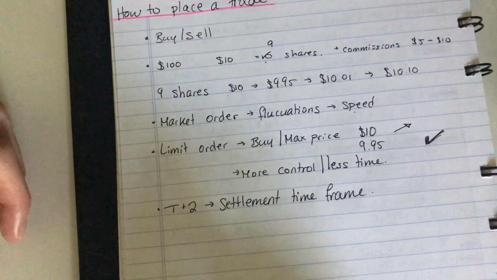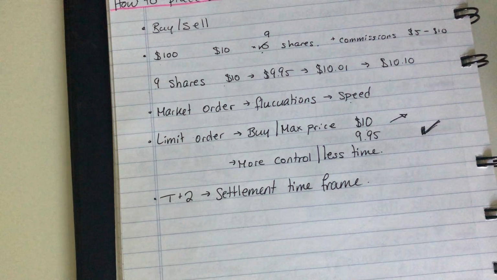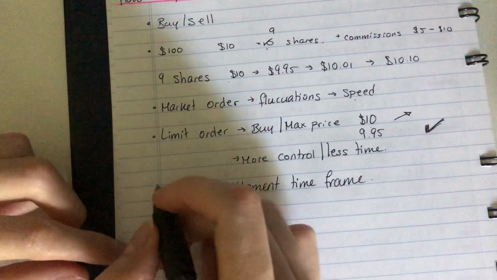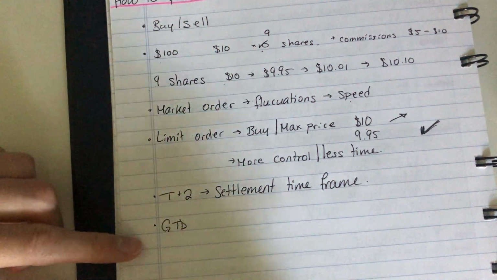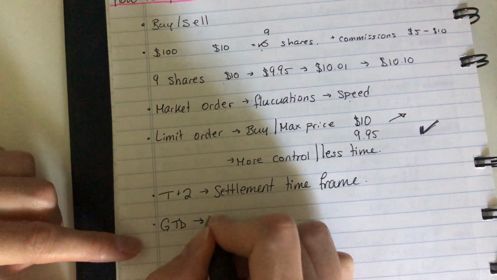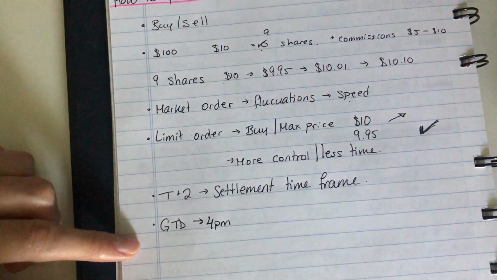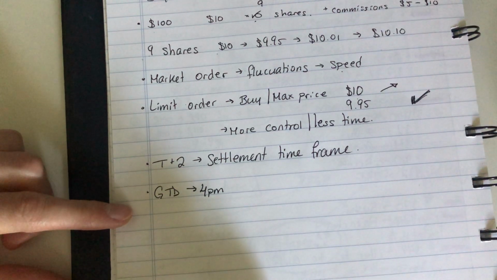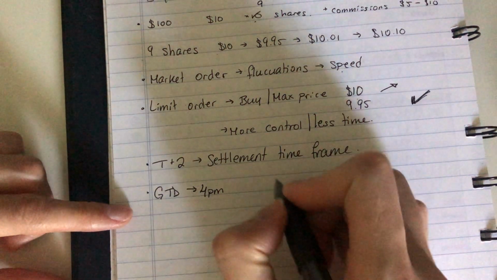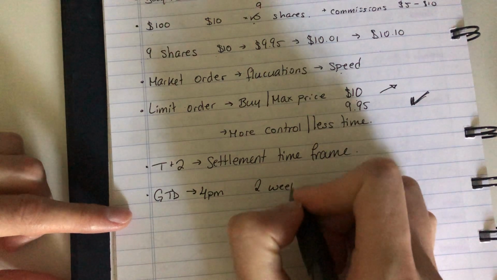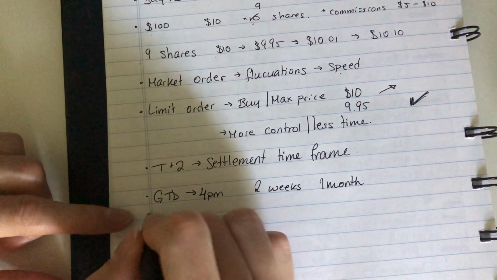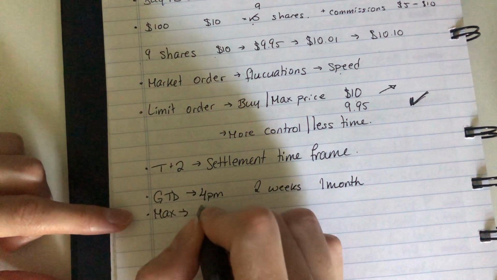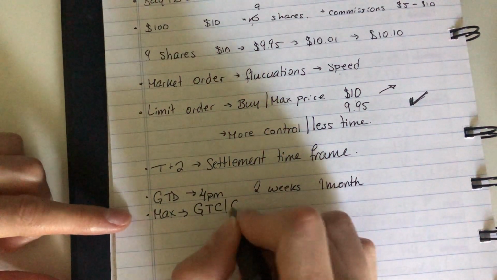Now, when you place your trade, you also have time. So you can choose how long you want your order open for. So there is good till day, GTD, and that means until the end of the trading day. So that is until 4 p.m. And then you can also choose additional days as well. So you can choose if you want to wait like 2 weeks, if you want to wait maybe like a month, okay? Or if you want maximum time frame, that is considered GTC, or good till cancel.